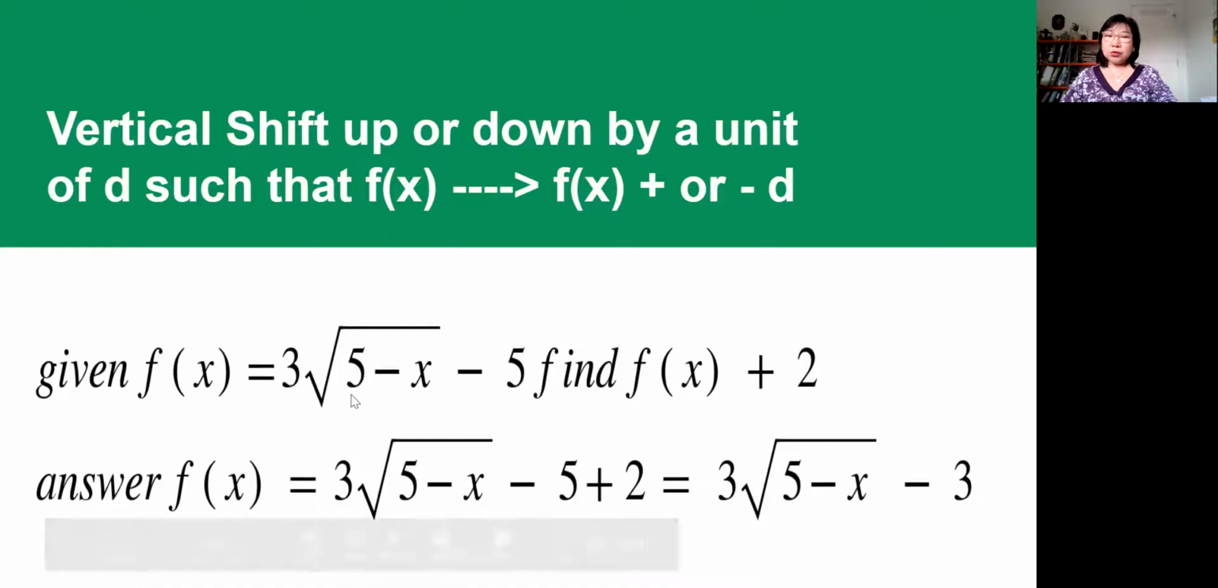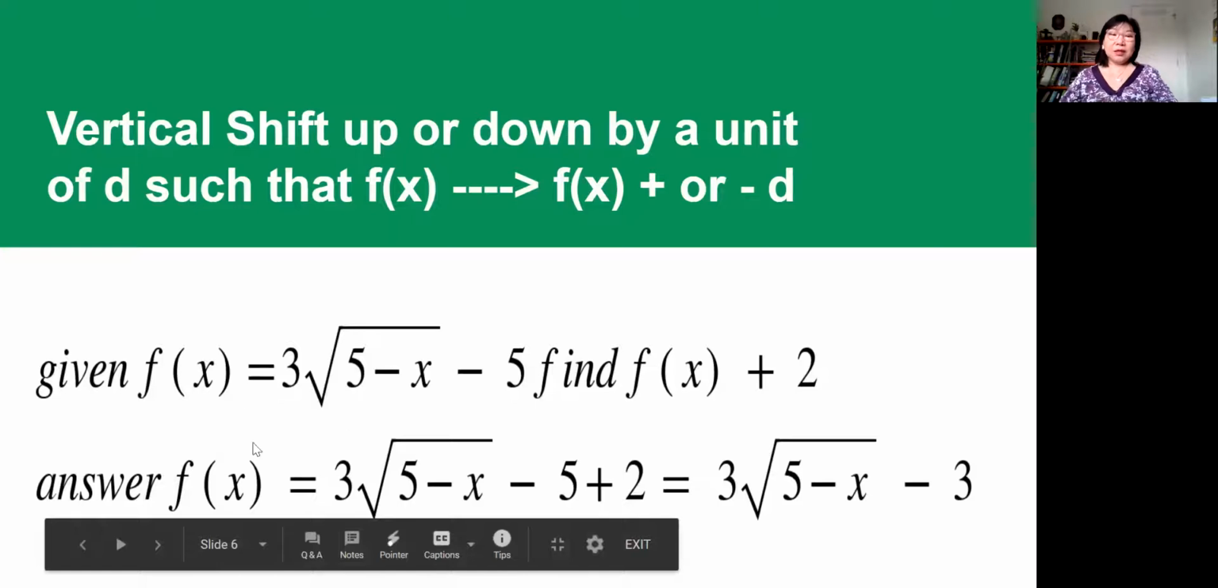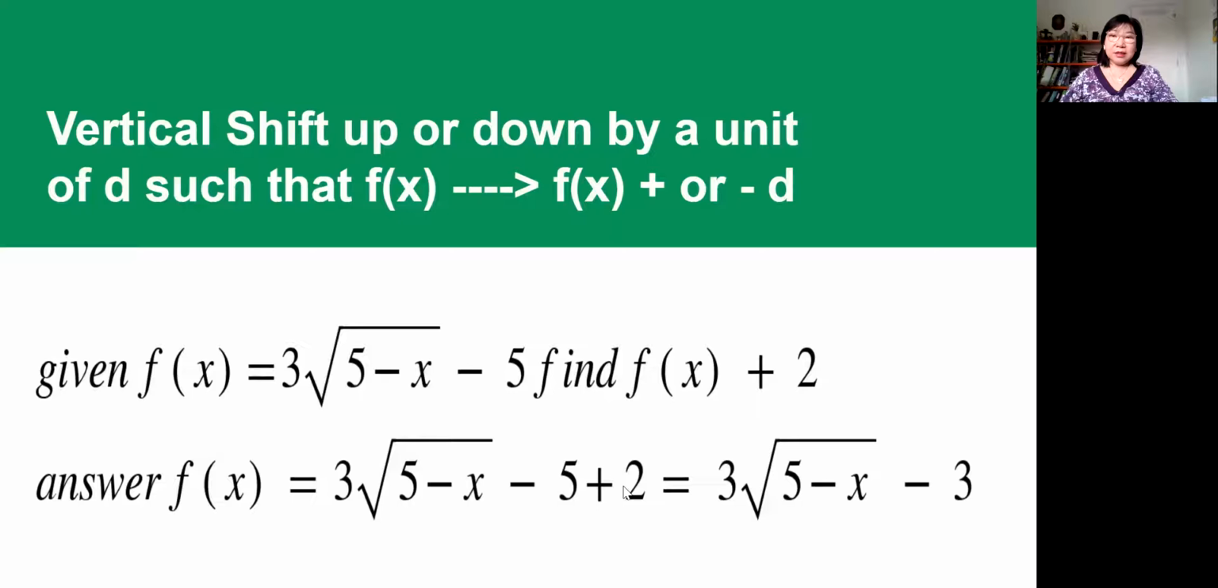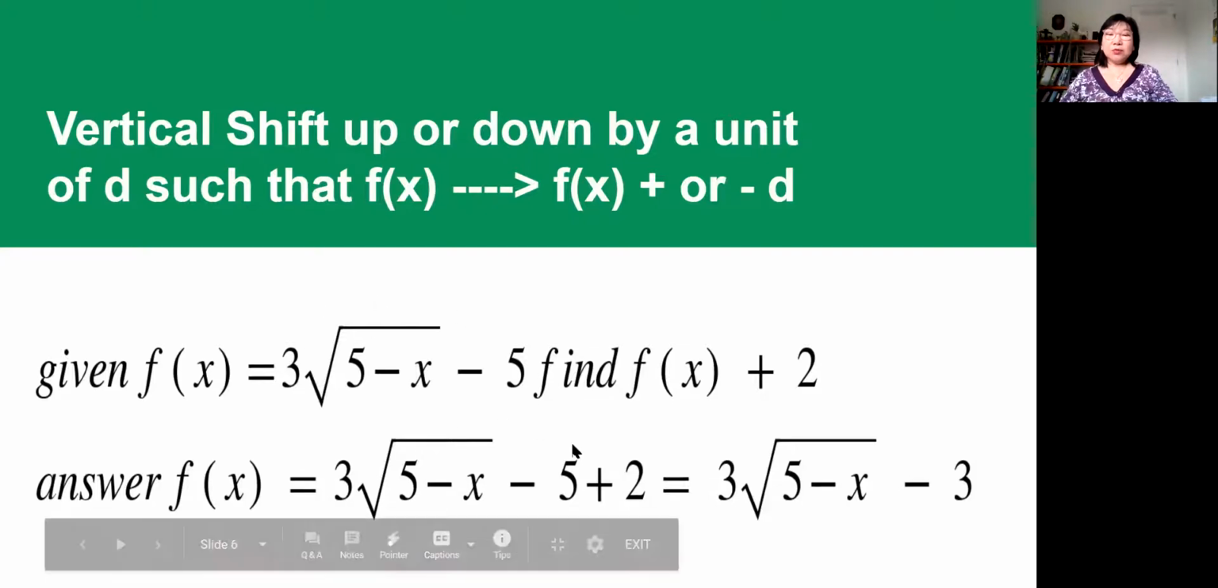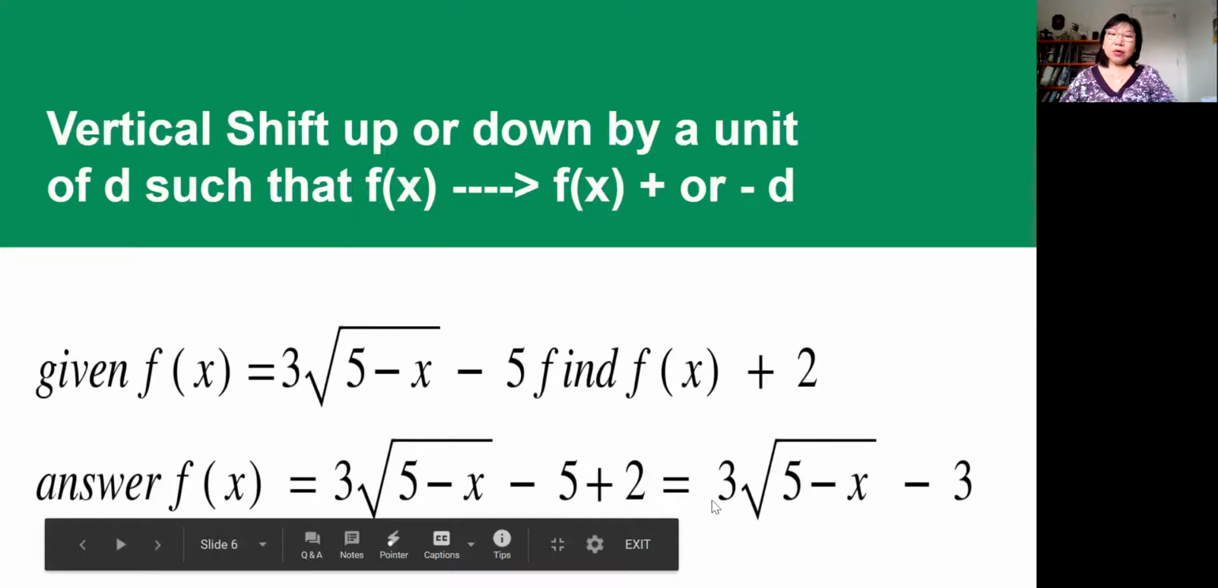Given f of x equals 3 square root of 5 minus x, minus 5. Find f of x plus 2. So we know that this letter d here stands for plus 2. And the answer is f of x equals 3 square root of 5 minus x, minus 5 plus 2. So you will add this number 2 into this function. But you have to add it in a careful way, right? Because you might think, oh, I'm going to add this 2 to number 3 here, or to number 5 here. And that's not going to work that way. Remember, the whole thing here is the f(x) itself. So when you add it to this function, this d only applies to the minus 5 here.